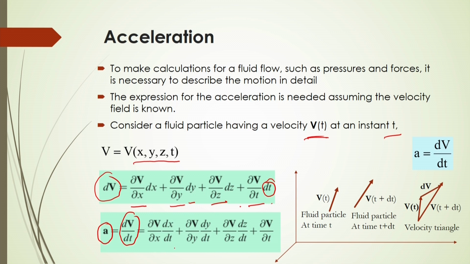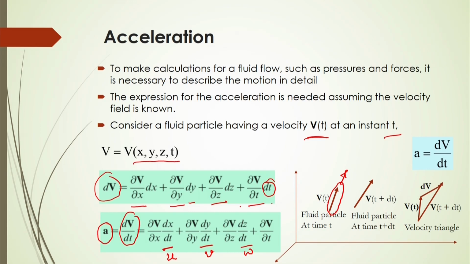Now, dx by dt will be represented by u, dy by dt by v, and dz by dt by w in the x, y and z directions respectively. Now, see this velocity vector: if the fluid particle is moving in this direction at a velocity v at time t, and after a small period of time t plus delta t the fluid particle moves ahead, then the velocity will be v as a function of t plus delta t.